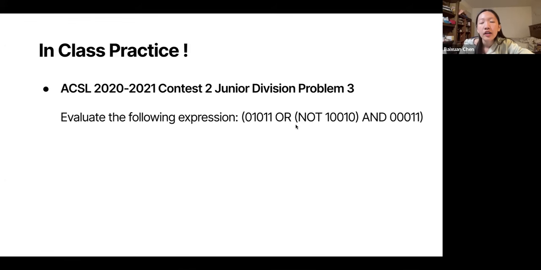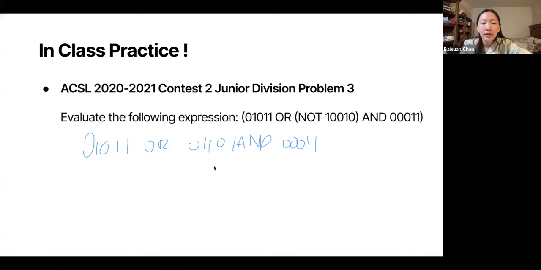Okay, so according to order of operations, we're gonna do not first, right? So it'll be 0 1 0 1 1 or 0 1 1 0 1, right? Because the not returns the opposite of each. So 0 is the opposite of 1, 0 1 1 0 1. And it'll be and 0 0 0 1 1.